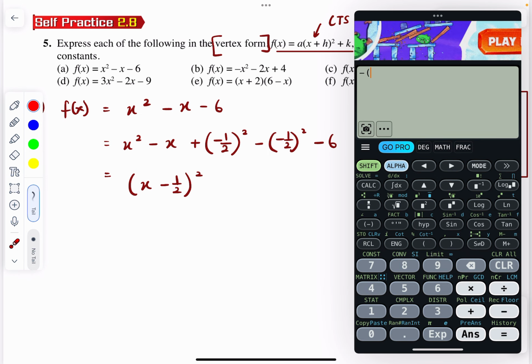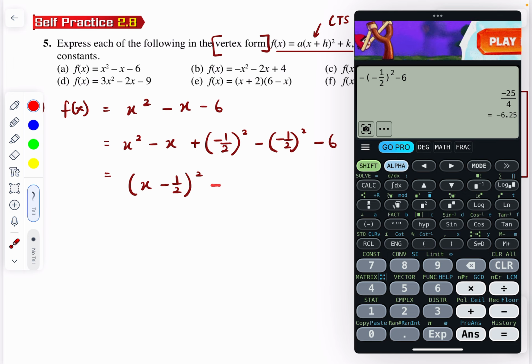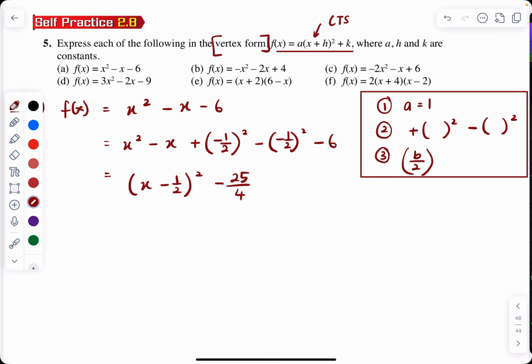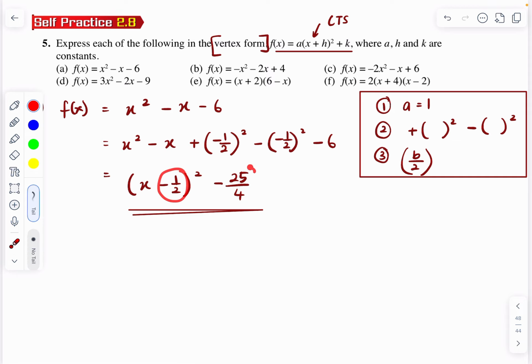So negative minus 1 over 2, 1 over 2 square minus 6. We get negative 25 over 4. Done. So this is the vertex form. We need to complete the square. Okay. So vertex form means these two will give us the vertex, either the maximum or the minimum point. Okay, that's the whole point of getting into the vertex form.